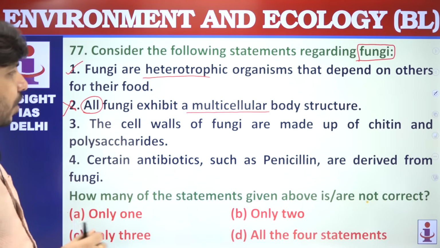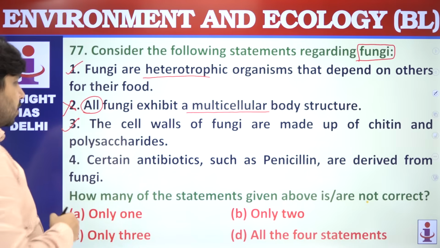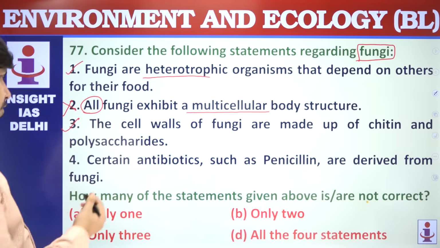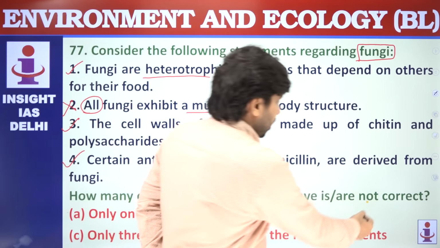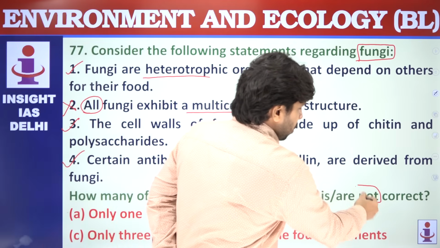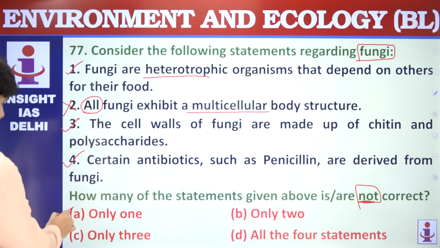The cell walls of fungi are made up of chitin and polysaccharides. Correct. Certain antibiotics such as penicillin are derived from fungi. Yes, correct. Question is asking about not correct statements. So only one is not correct. Option A.